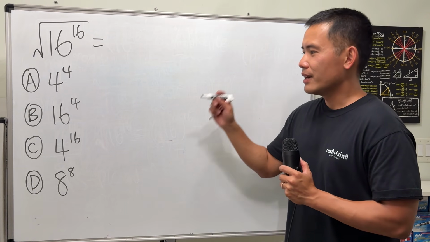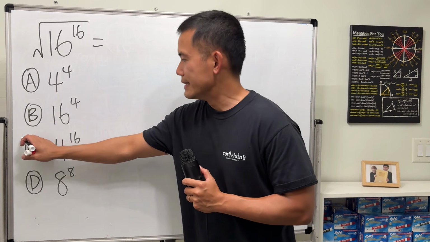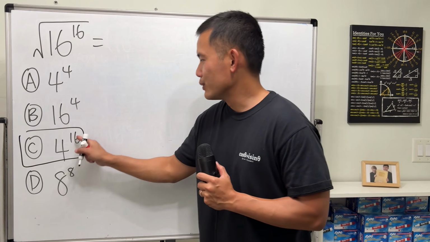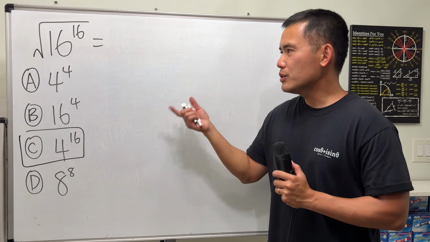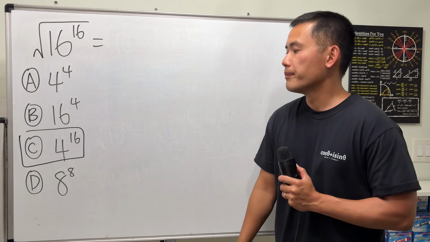Ready? Okay, I will tell you what the answer is first. The answer is C, 4 to the 16th power. And let me show you how we can do it first, and I'll explain why the other ones are incorrect.